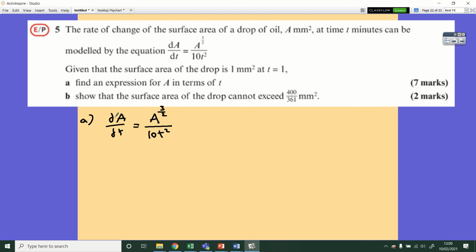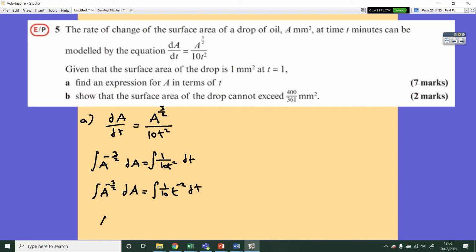Let's get the a onto the dA side, but that's going to give the power negative. And then I'm going to get 1 over 10t squared dt. It will probably help to write this as a power of t because the t is on the bottom, so I'm going to do that first of all. I'm not going to integrate one side without integrating the other, because that's going to cause me some problems. So this is 1/10 t to the minus 2 dt. Now I'm good to go.